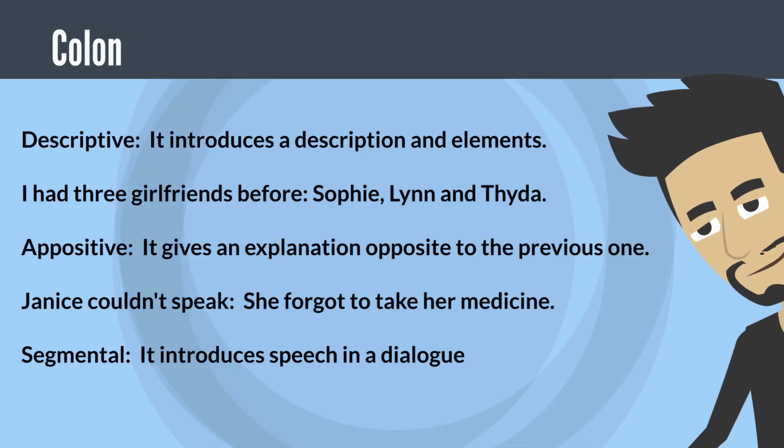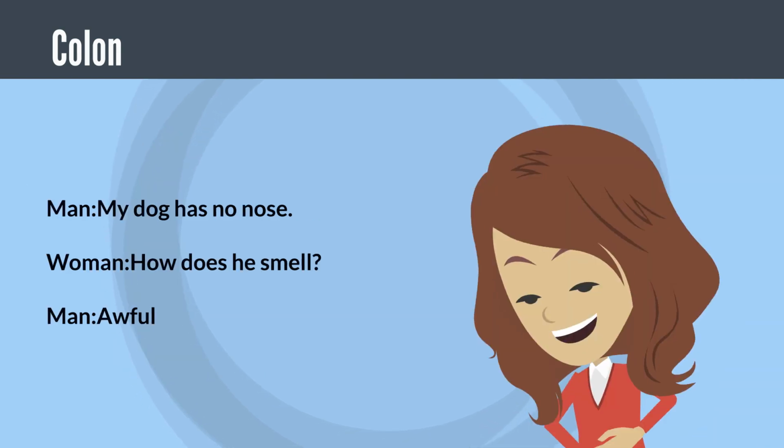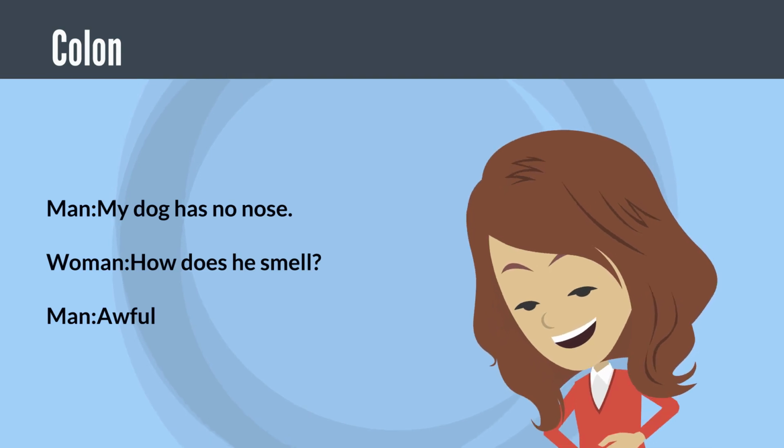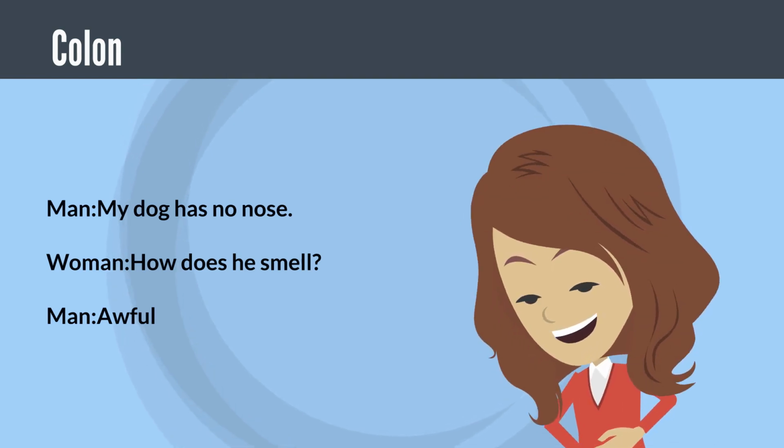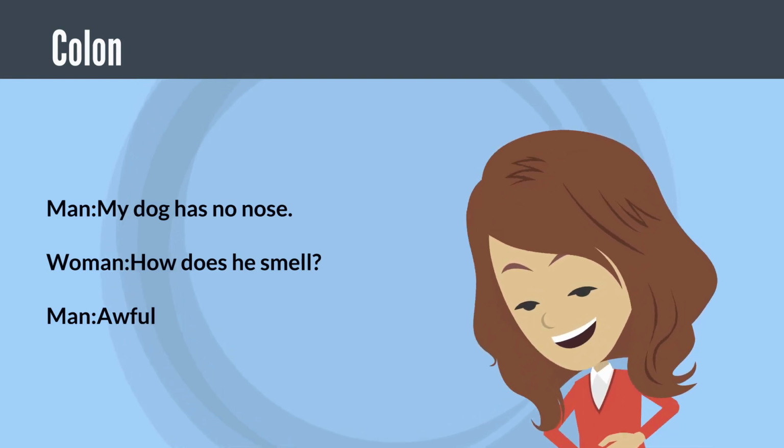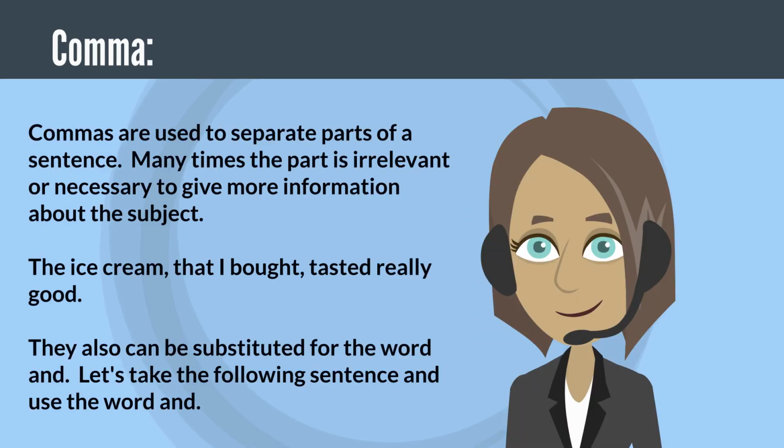Appositive. It gives an explanation opposite to the previous one. Janice couldn't speak: she forgot to take her medicine. Segmental. It introduces speech in a dialogue. Man: my dog has no nose. Woman: how does he smell? Man: awful.